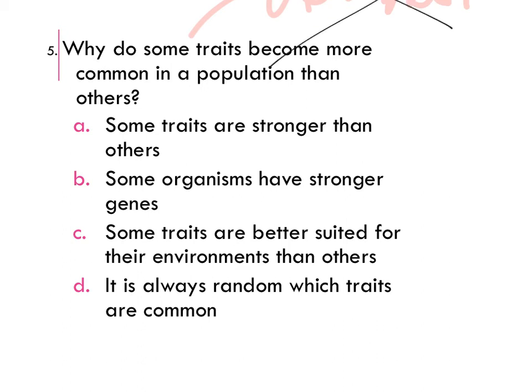Because think about it. We have curly versus straight hair, or blue versus brown eyes. Do one of those make you more likely to survive? No. So it doesn't have to do anything with dominance. Remember, it has to do with what makes you more likely to survive in your environment. That is letter C. The traits that are better suited, then natural selection selects for them.